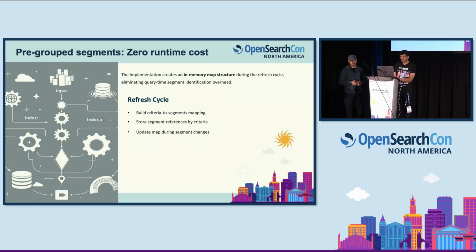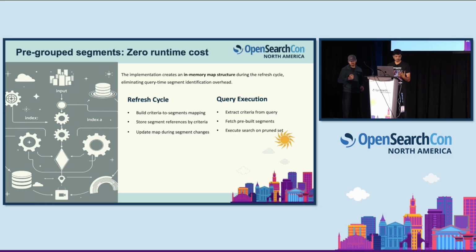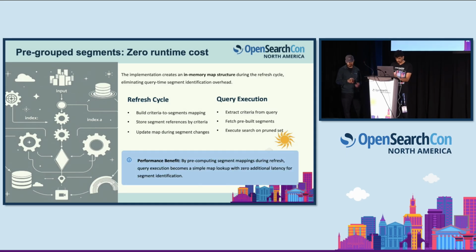Now, once we have this mapping of criteria to the segment list, it's just an O(1) operation during query execution to identify what segments need to be used to execute search. So pruning the search space, as well as making sure that there is a mapping already present during query execution, gives us all the performance benefits that we see with context-aware segments.